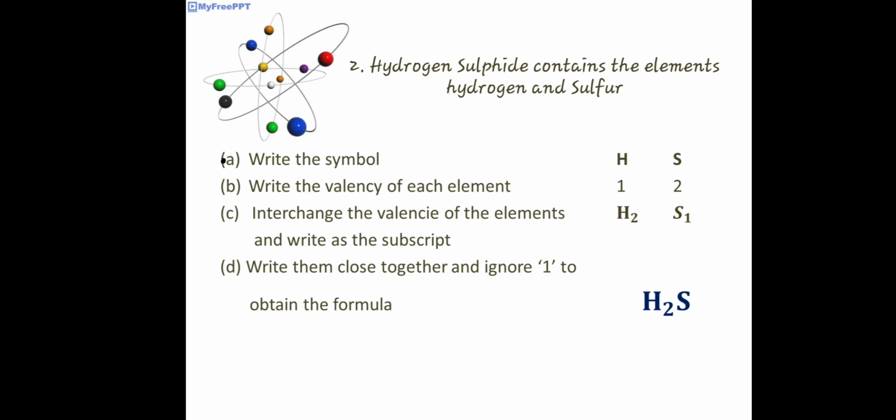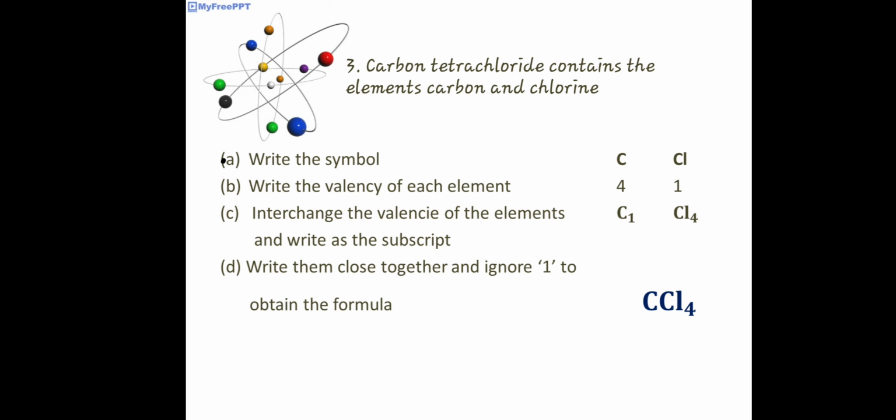We have hydrogen sulfide. Hydrogen sulfide contains the elements hydrogen and sulfur. Since it contains hydrogen and sulfur, you have to write the symbol. So what is the symbol for that? We have H and S. So write the valency of each element. Of course, 1 and 2, then interchange. Isa-swap mo na naman. Then, eventually, the chemical formula for hydrogen sulfide is H2S. Okay?